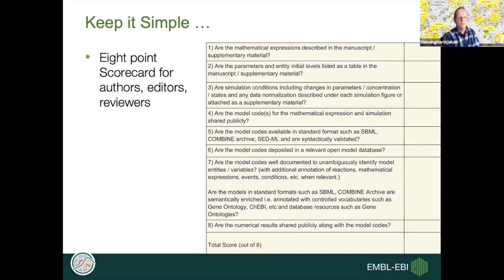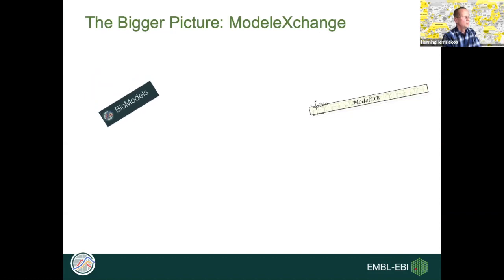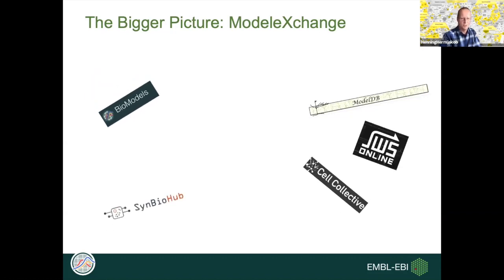So if just this scorecard would be used systematically, we could already go much further in terms of reproducible models in the public domain. Okay, so this was really the essence of the study.